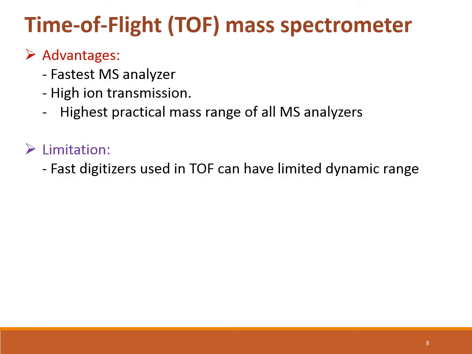The advantages of TOF: it is the fastest MS analyzer, has high ion transmission, and the highest practical mass range of all MS analyzers. The limitation: the fast digitizer used in TOF can have limited dynamic range.